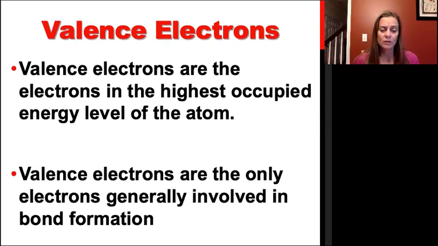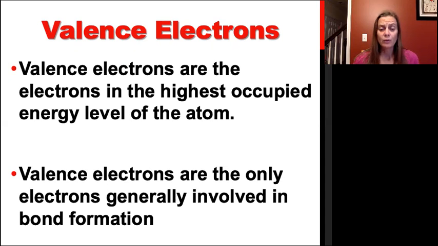And these are important to us because these are the electrons that are generally involved in the formation of bonds, whether we're forming covalent bonds by sharing electrons or whether we're forming ionic bonds by giving and taking electrons. It is these valence electrons that form the bonds.